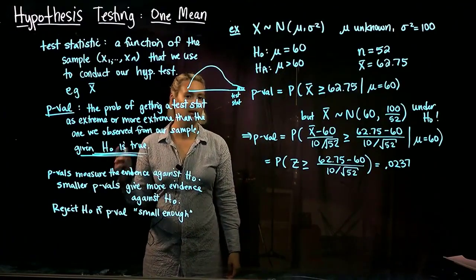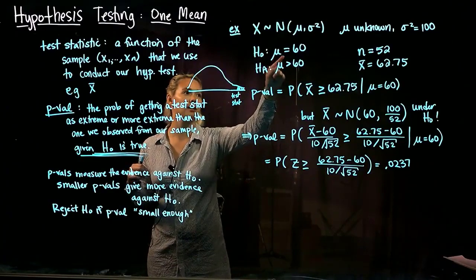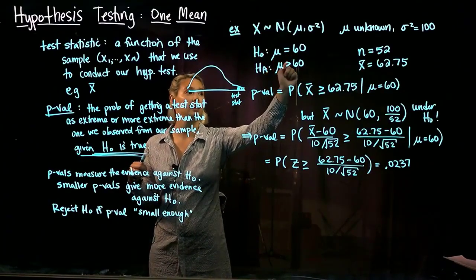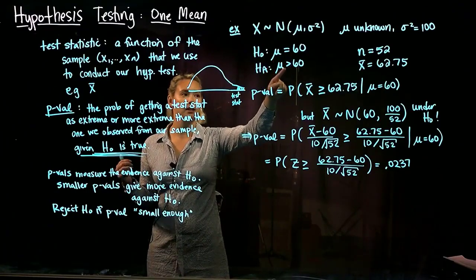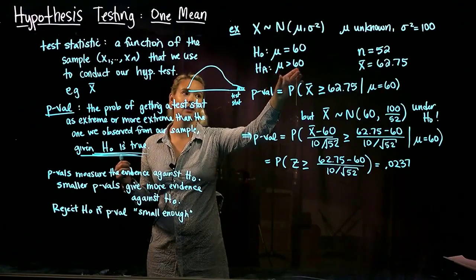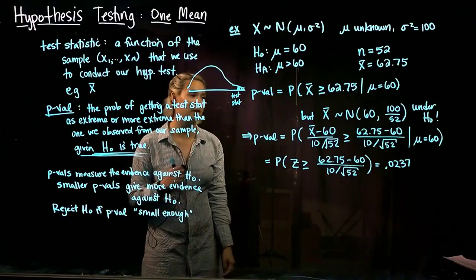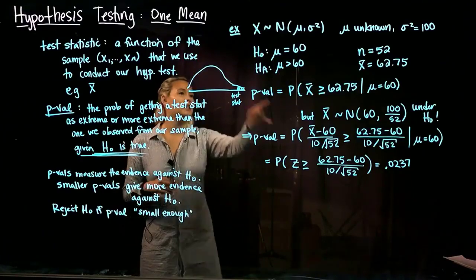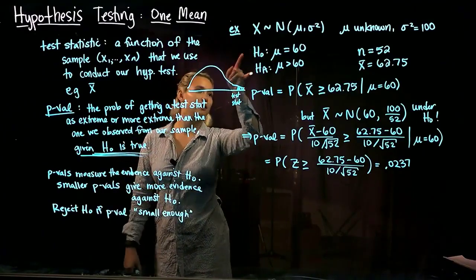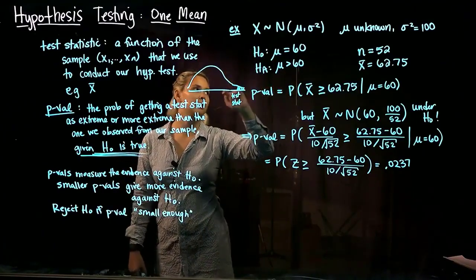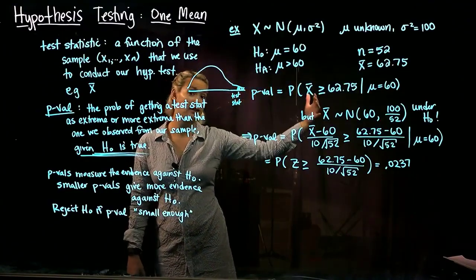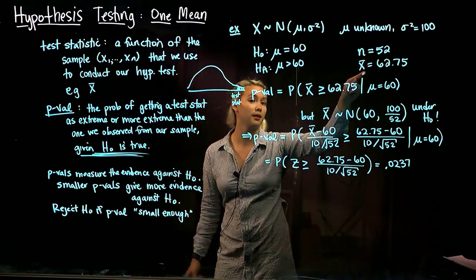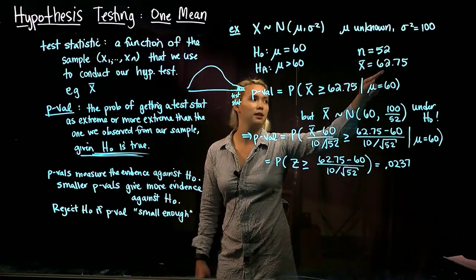So remember, simple and composite hypothesis. A simple hypothesis is like our null hypothesis here. Our parameter is just equal to a point. And then the composite hypothesis is saying something like mu is greater than 60. It's giving an interval for what mu is in. Okay, so we want to test these hypotheses. Mu is equal to 60 versus the alternative mu is greater than 60. And so we go out and collect a sample of size 52, and we calculate the test statistic x bar, the sample mean, and it ends up being 62.75.